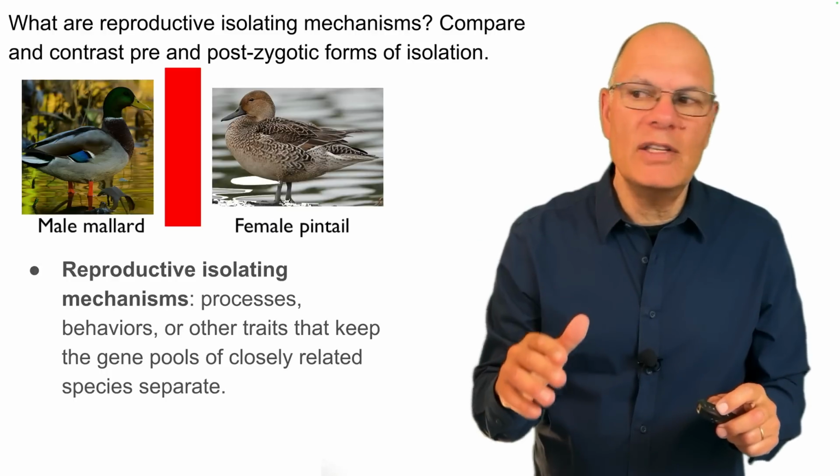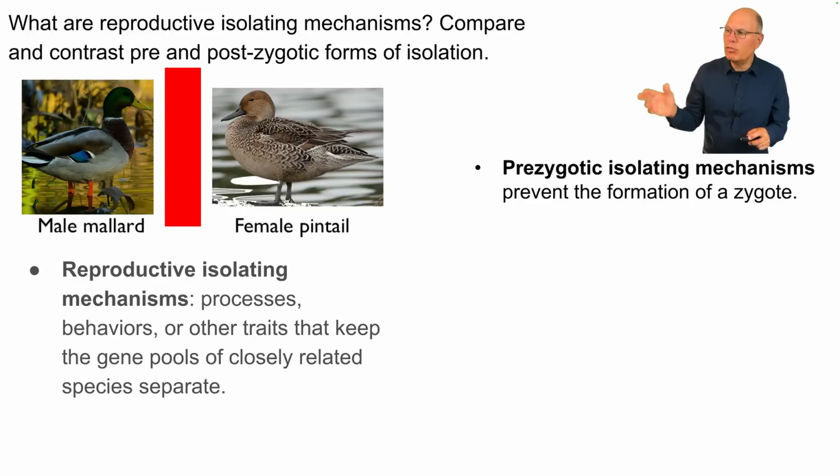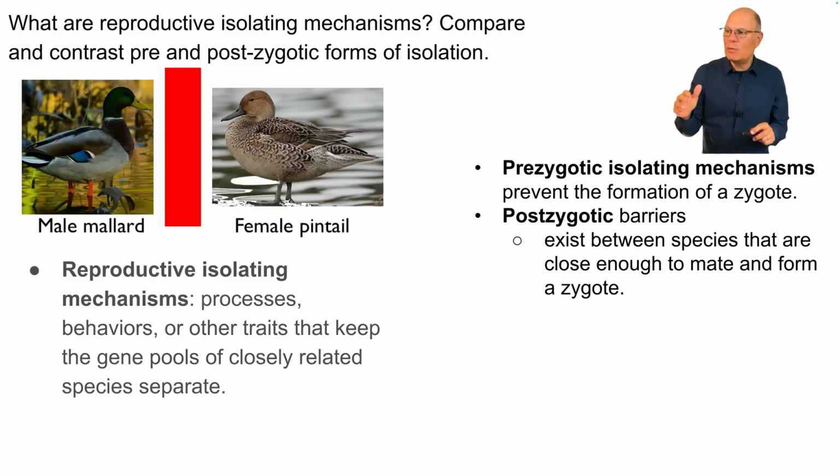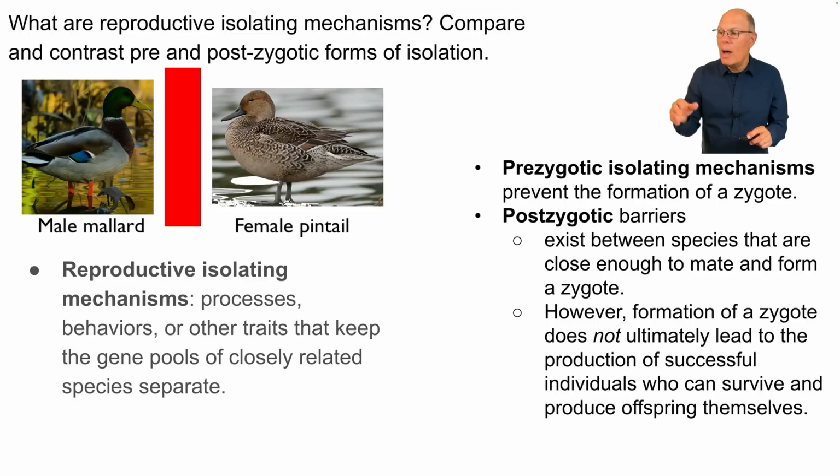There are two kinds of barriers. The first are prezygotic isolating mechanisms, and they prevent breeding altogether. They prevent the formation of a zygote. Postzygotic barriers exist between species that are close enough to mate and form a zygote, but formation of a zygote doesn't ultimately lead to the production of successful, viable individuals, who can survive and produce offspring themselves.